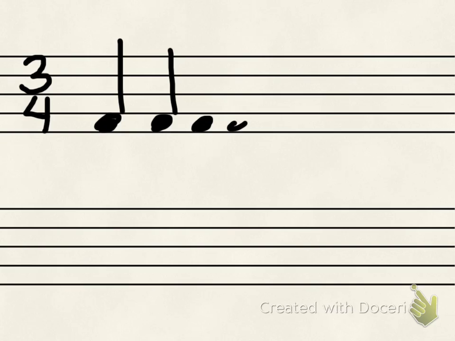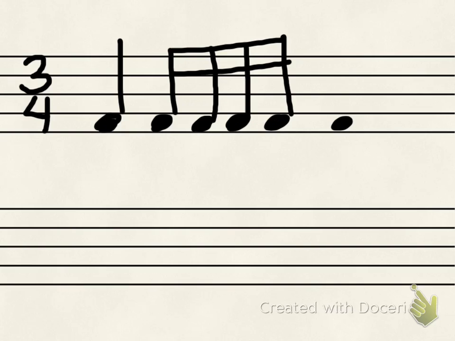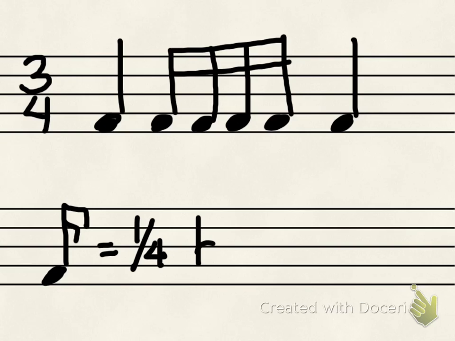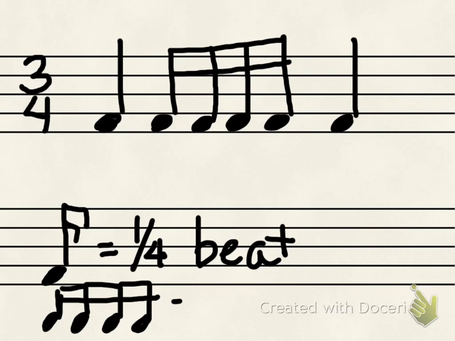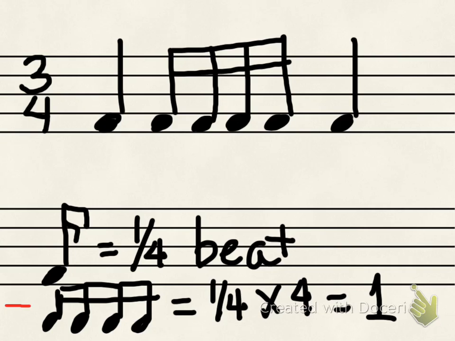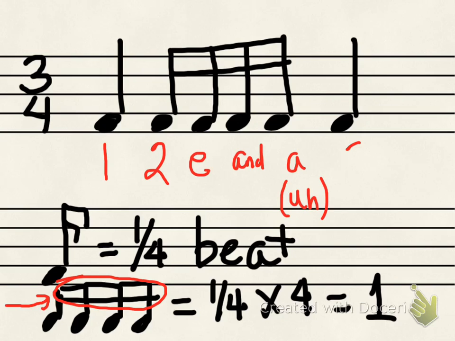Let's try a measure that has a different time signature. We're using a 3/4 time signature. Remember, your 16th notes is 1/4 of a beat each. So if you have 4 of them, it's 1/4 times 4, which equals 1. When you have 4 of them side by side, they're usually joined with a double flag, as circled down there below.